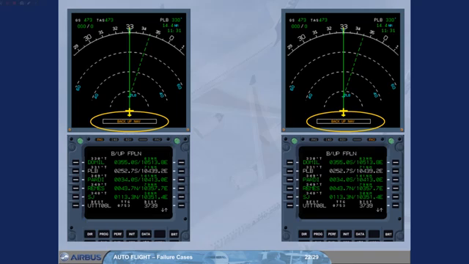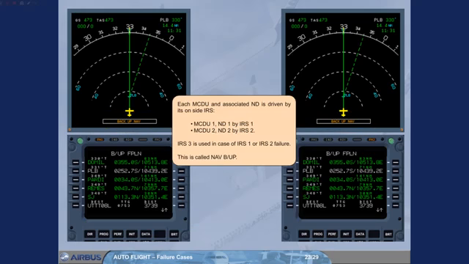Notice that backup navigation is indicated at the bottom of each ND. Each MCDU and associated ND is driven by its on-side IRS. MCDU1 and ND1 by IRS1, MCDU2 and ND2 by IRS2. IRS3 is used in case of IRS1 or IRS2 failure. This is called navigation backup.